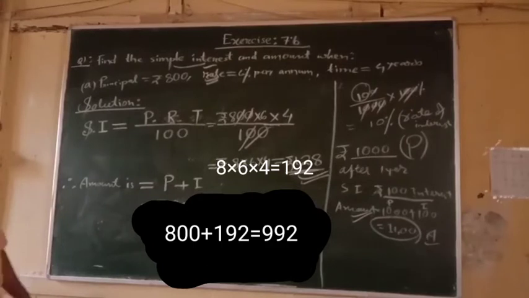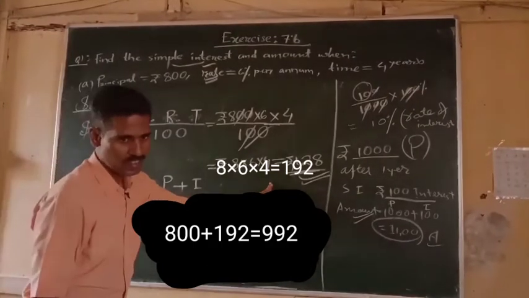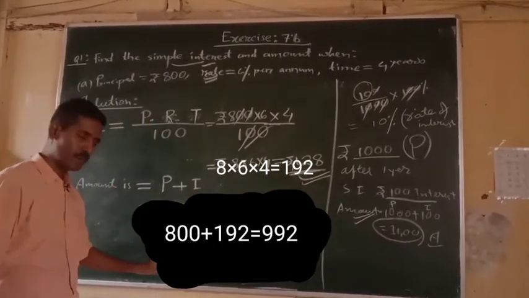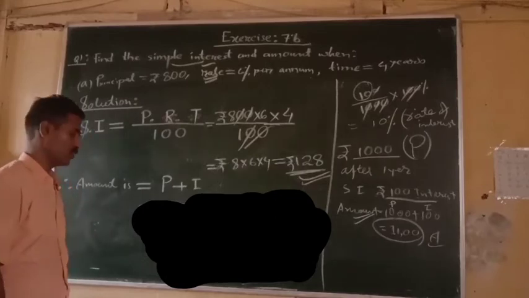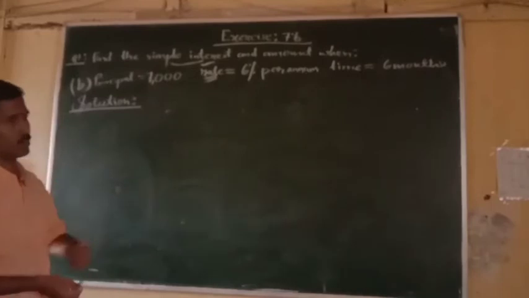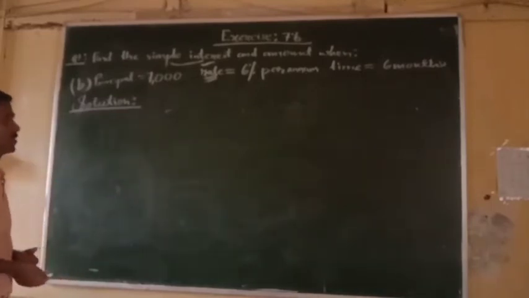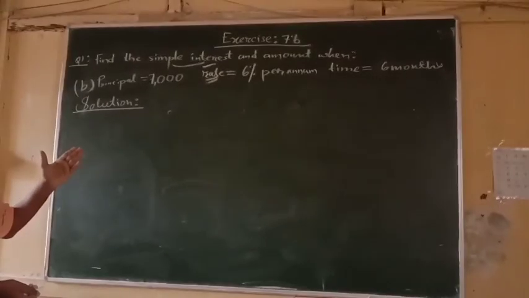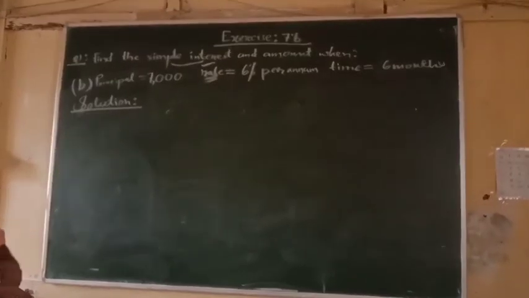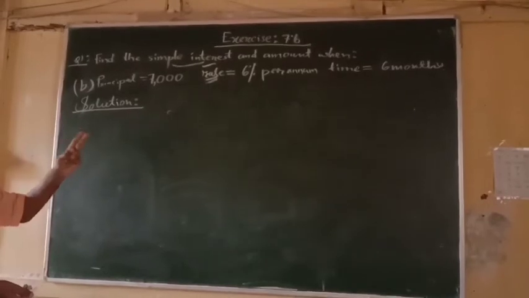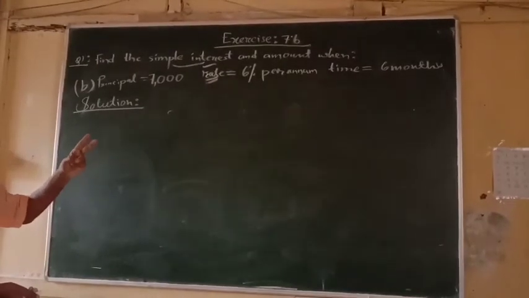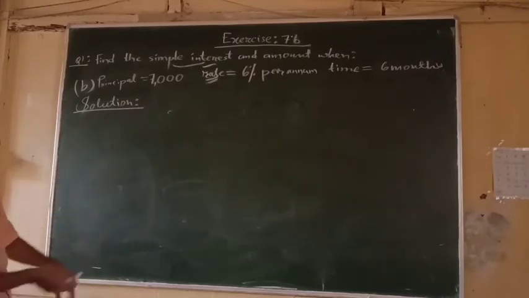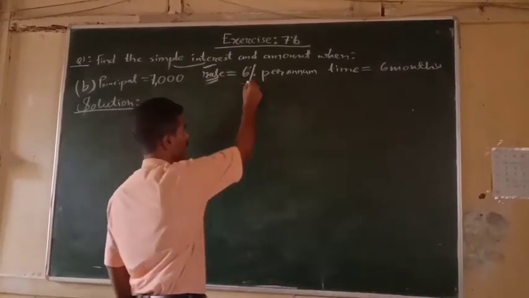Our interest is rupees 128 and amount is 928. So simple. Well children, now look at the question on the blackboard, that is sub question B. Unlike sub question A, here time is given as 6 months, but interest is calculated per annum, 6% per annum.